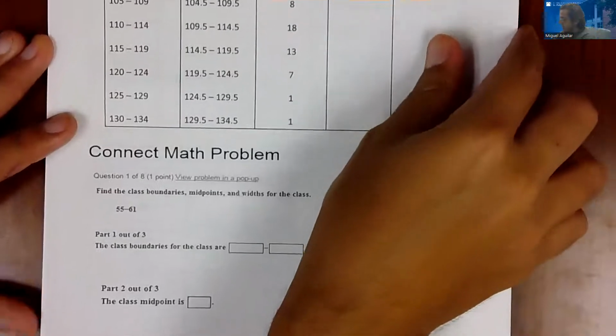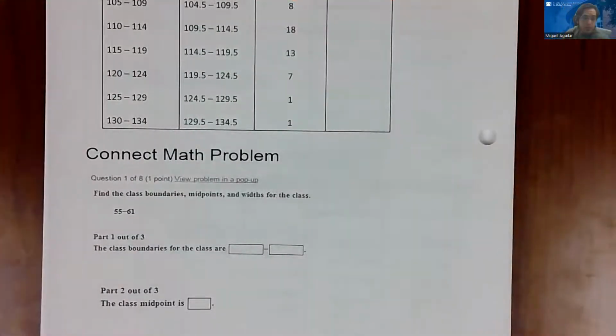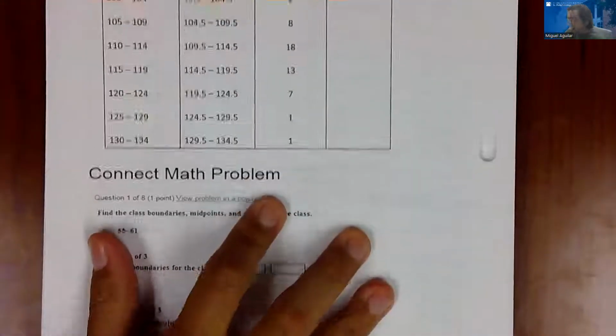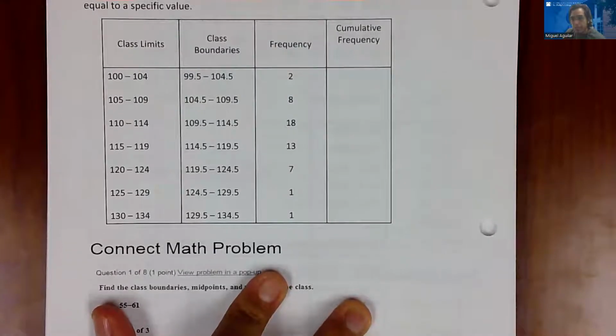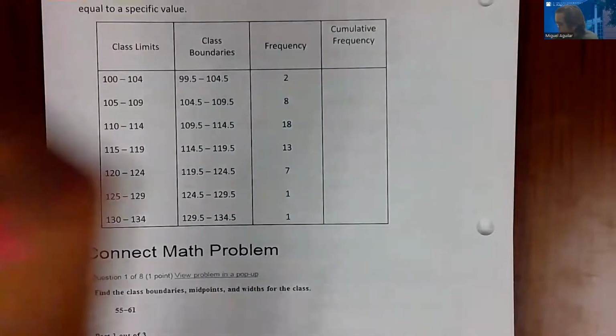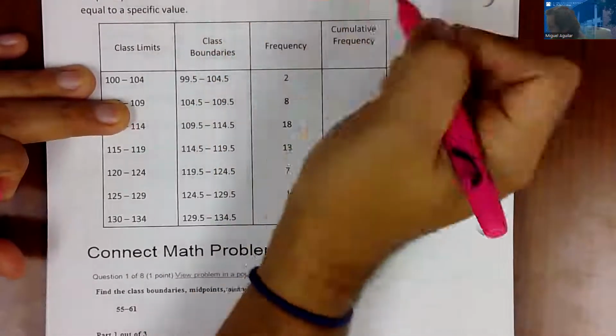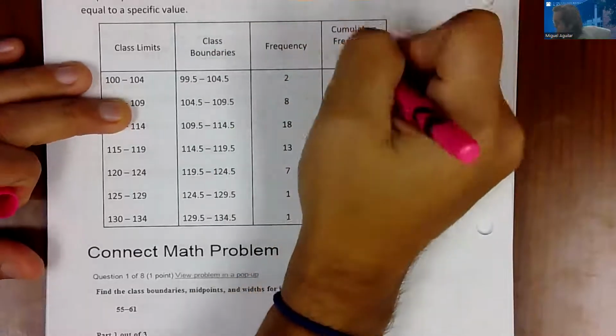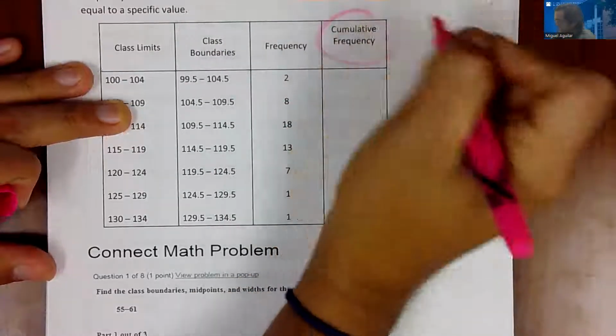The next part of the table just says that, okay, we counted everything correctly. I'm pretty sure that this is what we got: 2, 8, 18, 13, 7, 1, and 1. But sometimes we want to come up with a cumulative frequency distribution. So we're going to add this column over here to our table.